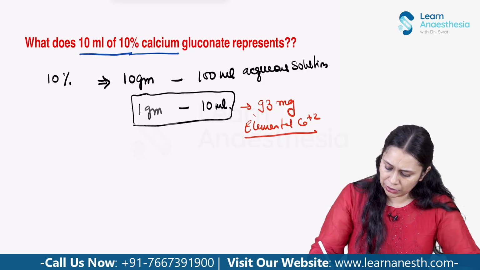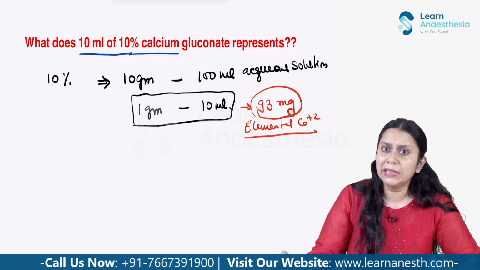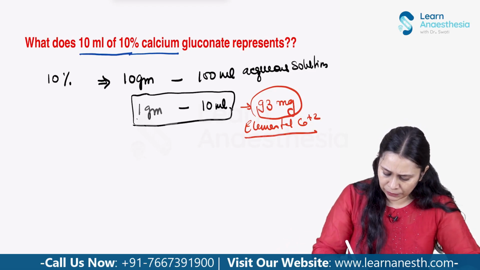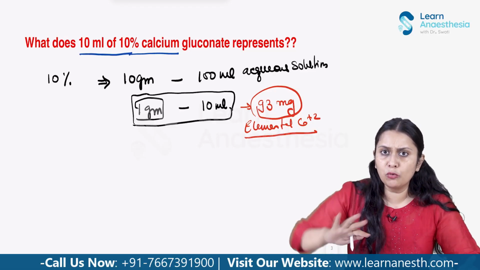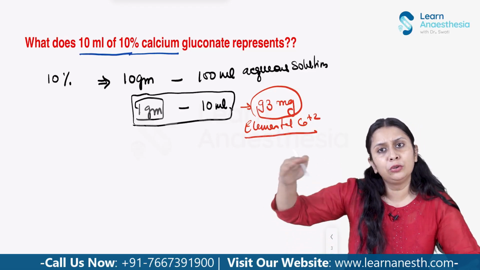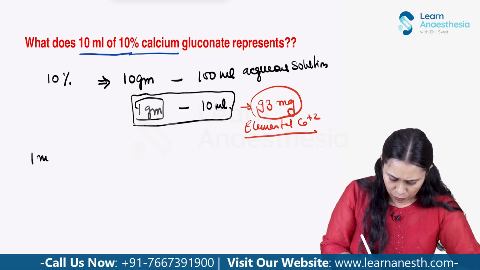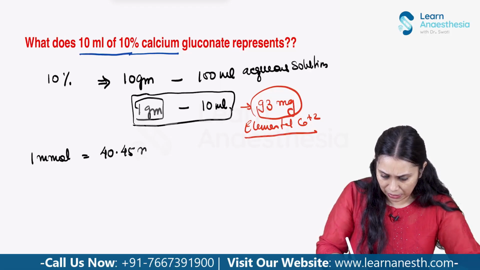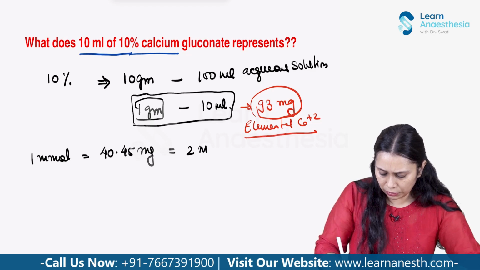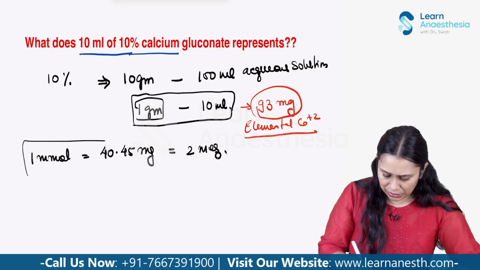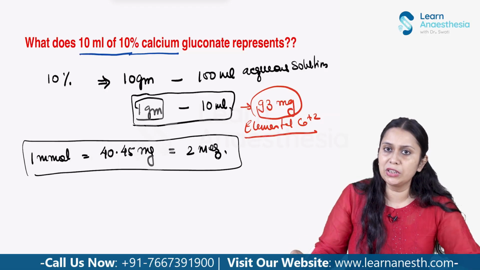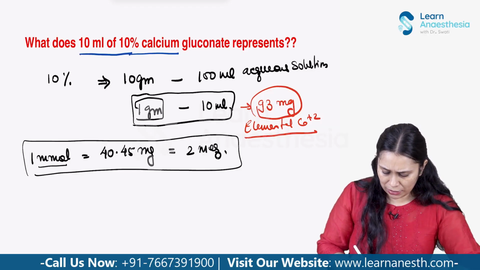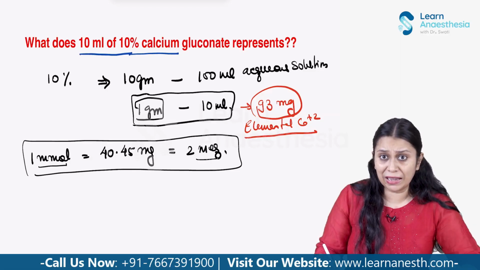So if I convert milligram into millimole and milliequivalents, what should be the conversion factor? First, let us not talk about the elemental calcium. Let's talk about the simple 1 gram calcium. How would I convert gram into millimole and milliequivalent? So 1 millimole is equal to 40.45 milligram, which is equal to 2 milliequivalents, right? See, the valency of calcium is 2. So 1 millimole would be 2 milliequivalents, because valency is 2.